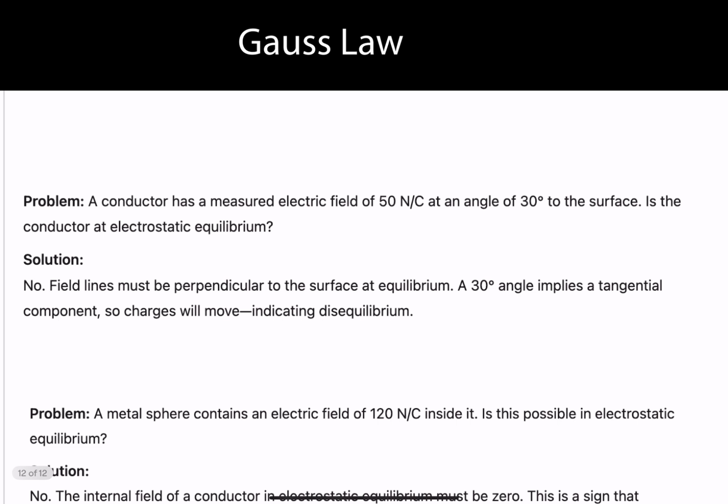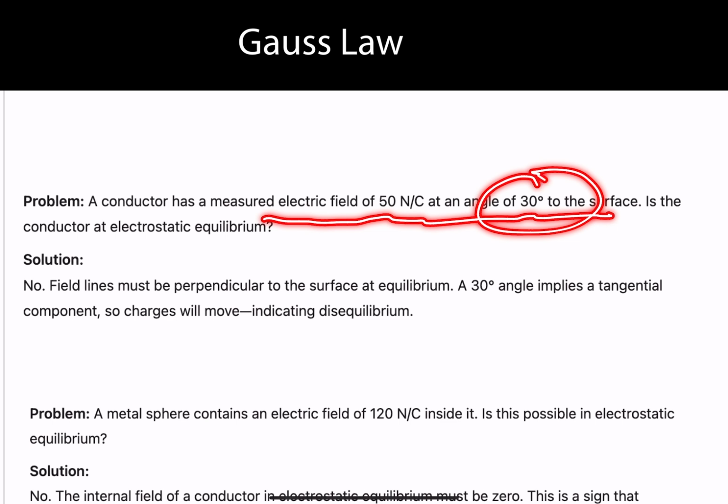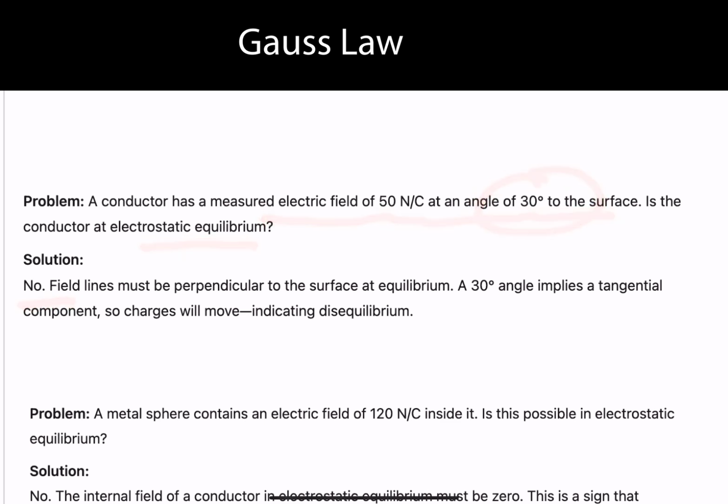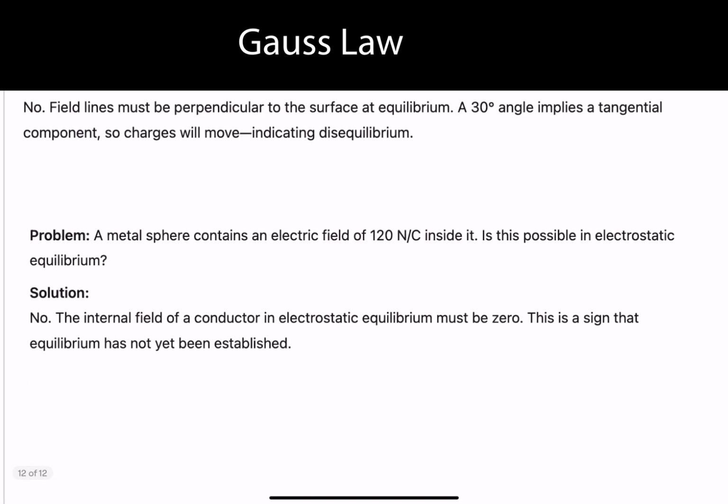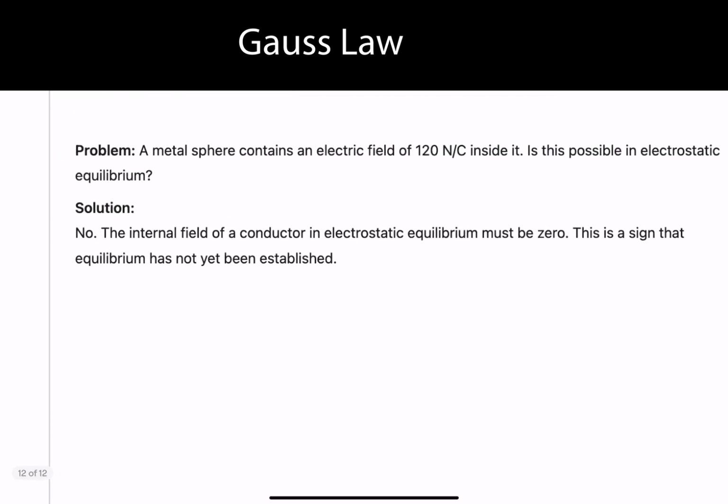So here are some questions that are a repeat. A conductor has an electric field at an angle of 30 degrees to the surface. See, there's something wrong there. Is the conductor in electrostatic equilibrium? The answer is no. Why? It cannot be at 30 degrees. It has to be perpendicular. A metal sphere contains an electric field of 120 newtons per coulomb inside it. Inside. Is this possible? No, because we know that the field inside is zero. If there is a field, that means equilibrium has not been reached. That is what it represents.